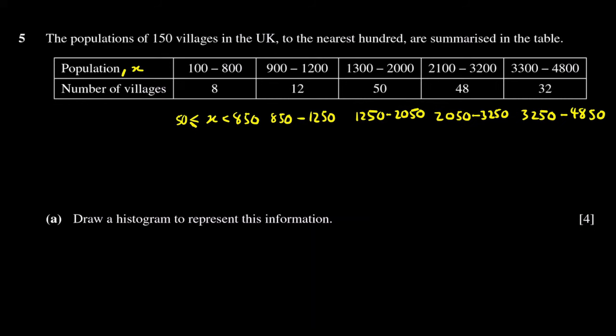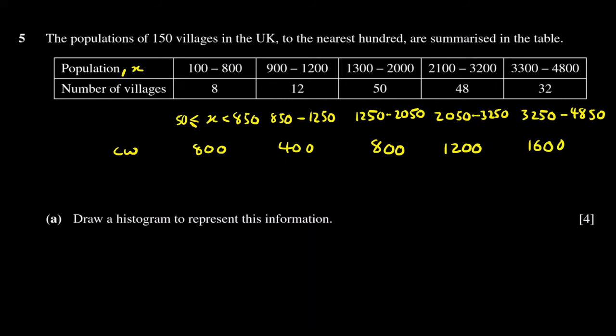Well, if I want to draw the histogram, then I need to know the class width of each of these. I need to see how big this is. So I've got to do the top one, 850, minus the bottom one. If I do 850 minus 50, I get a class width of 800. And then 1250 minus 850 is a class width of 400. And 2050 minus 1250 is 800. This one here is 1200. And this one here is going to be 1600. Okay, so that's me getting all of the class widths.